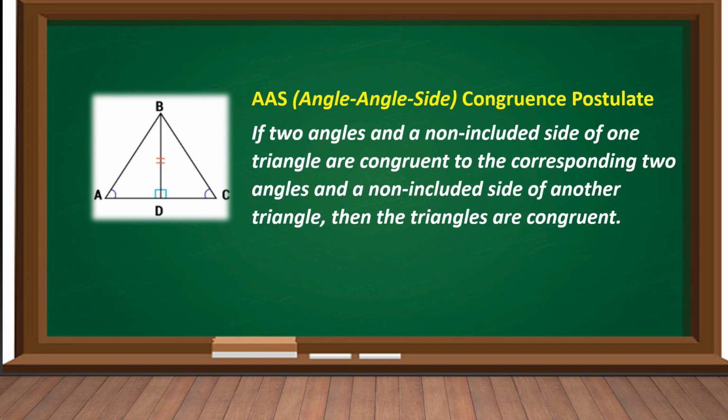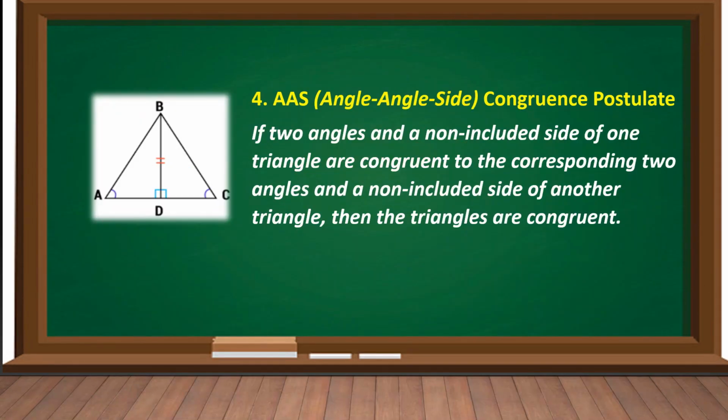So by the reflexive property, the side is congruent by itself. We can now say that these two triangles ABD and triangle DBC are congruent triangles according to angle side congruence postulate. Now that you have just learned this four triangle congruence postulate, let us have an activity.